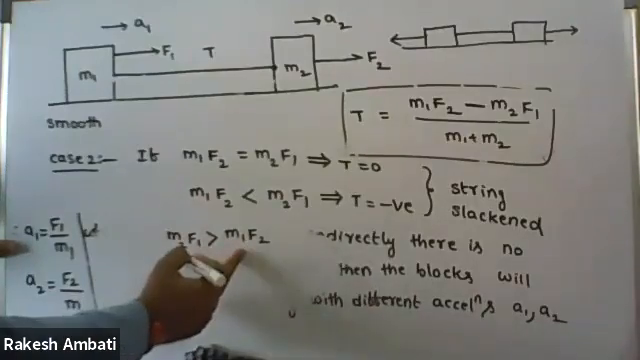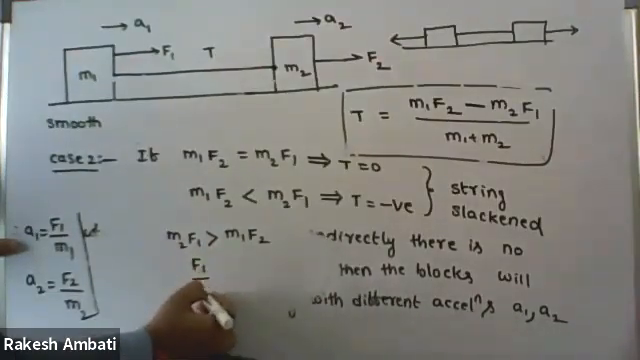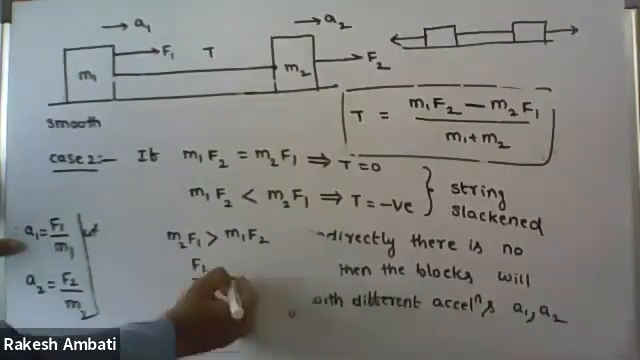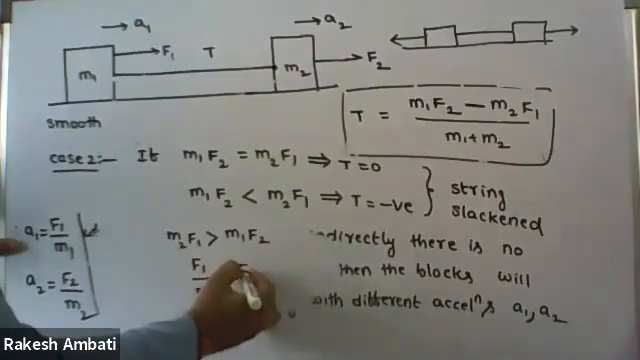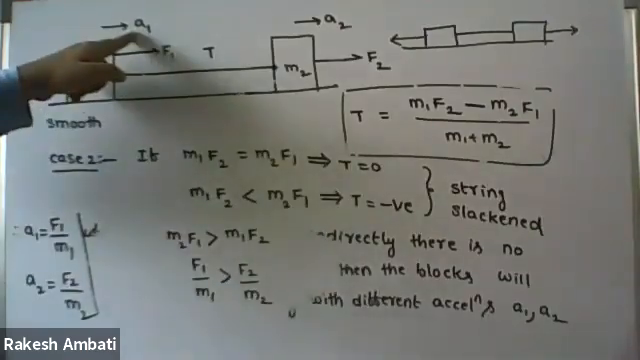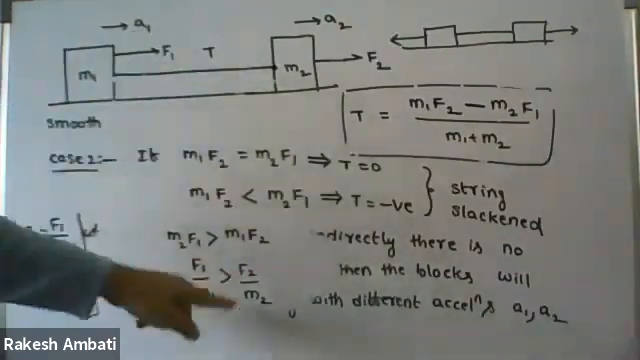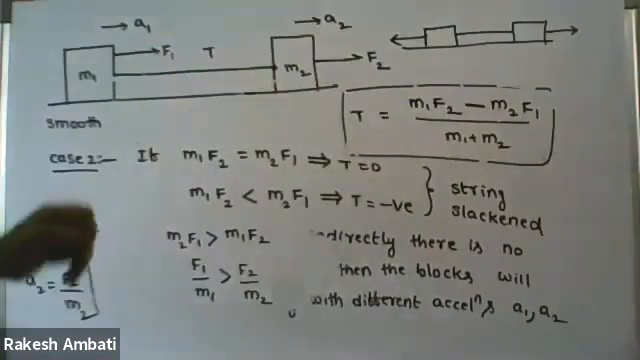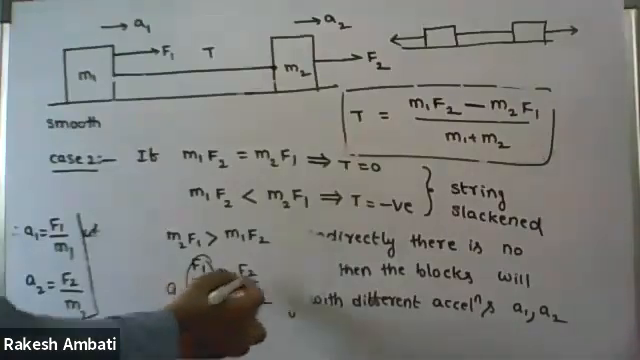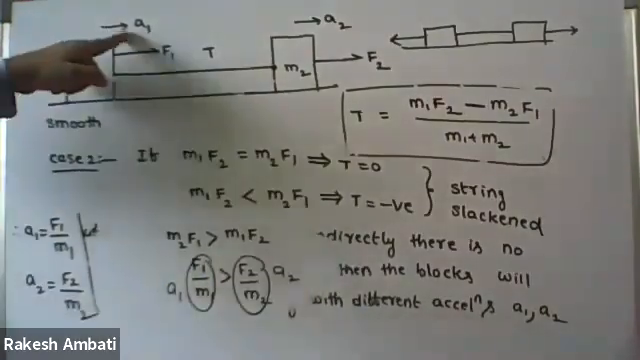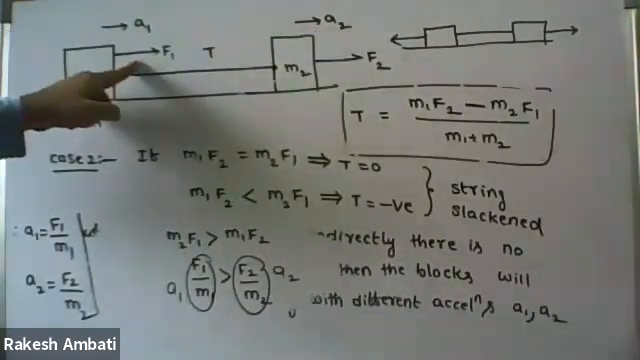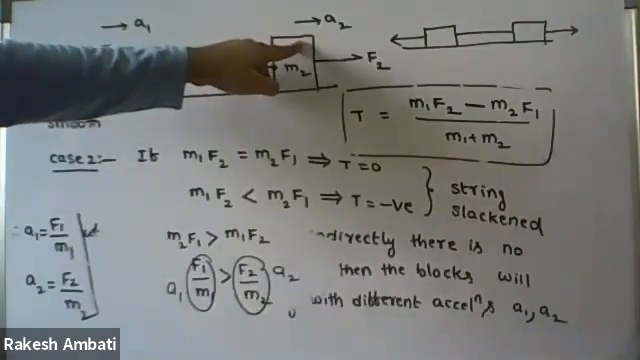By rearranging this equation, we get F1 upon M1 is greater than F2 upon M2. F1 upon M1 is its acceleration, okay? And F2 upon M2 is its acceleration. That means here A1 is the greater acceleration, and it is A2. So here A1 is greater than A2, which means it is moving faster and comparatively the other is moving slower, correct?